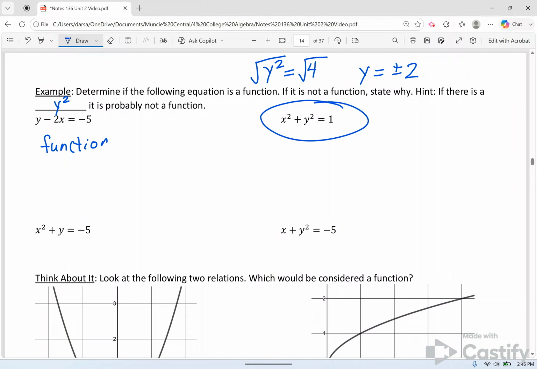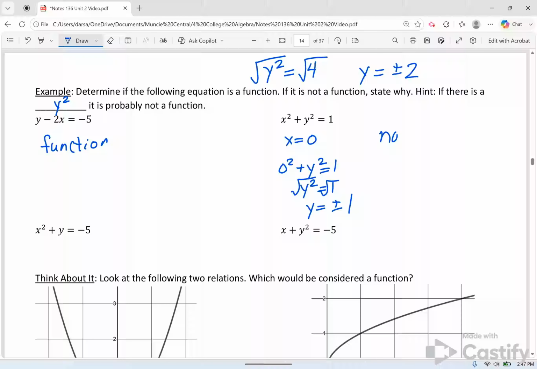Whereas, let's look at this one. Do you see the y squared? This one isn't a function. And I can prove it to you by plugging in 0 for x. Because when I plug in 0 for x, I get 0 squared plus y squared is 1. And so y squared is 1. And when I take the square root of both sides, what do I get? Plus or minus 1. I get one x of 0 that I plugged in, but two y's that came out. This one is not a function. You can use that little shortcut to say it's not a function if there's a y squared. We're just proving it to you.